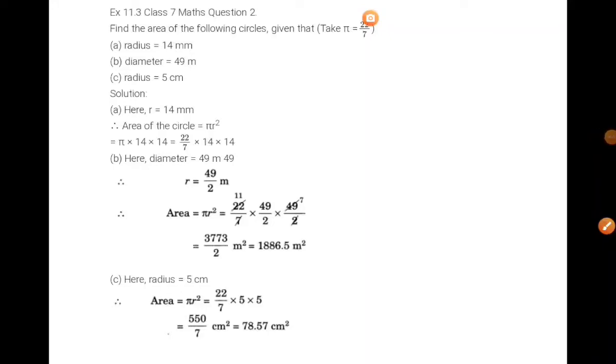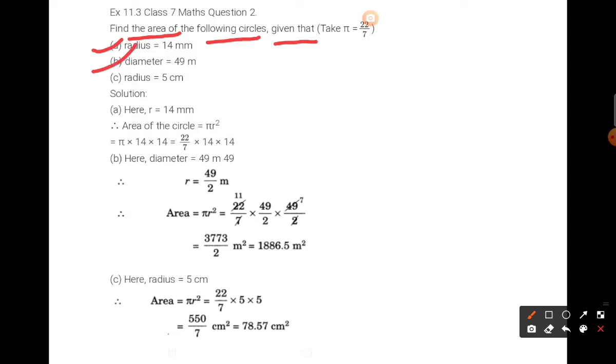Now we will see question number 2 of exercise 11.3. Now let us see the question. Question number 2 is: find the area of the following circles given that... Now in some questions radius is given, somewhere diameter is given. Either radius or diameter is given, and the value of pi is given to you as 22/7, and with the help of this information you will find the area.